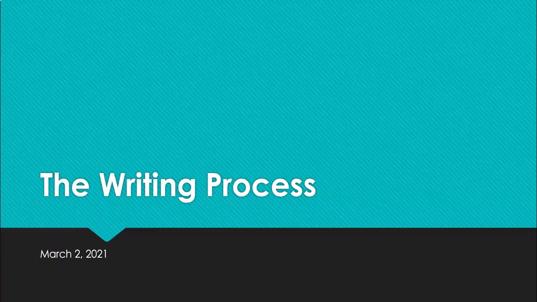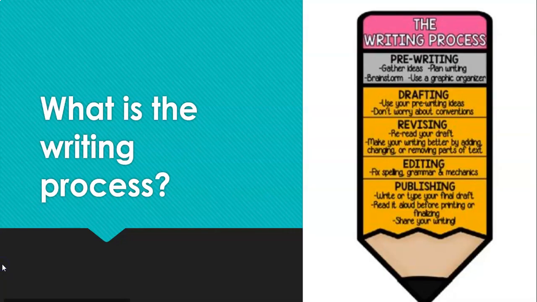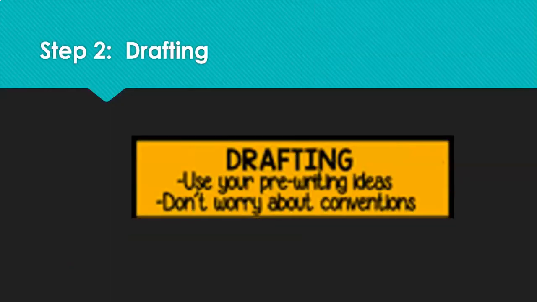We are continuing to talk about the writing process. Today, we're moving from step one, boom, step two. You knew that was happening. All right, so as a quick reminder, we're going to ask ourselves, what is the writing process? There in front of you, the writing process is a 5-step process that we use to create any piece of writing. So step two is called drafting.